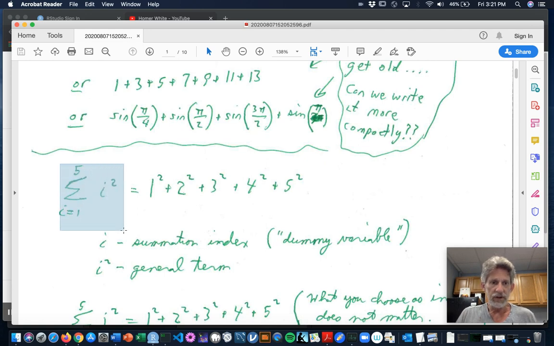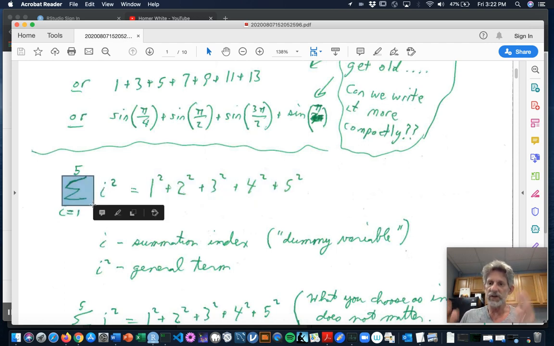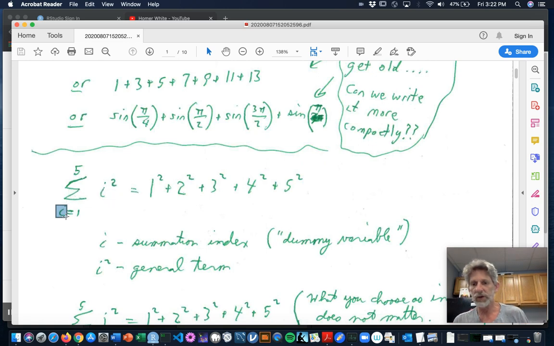So this notation here stands for that first sum. The capital sigma here, Greek letter, just stands for summing up. And what you've got on the bottom is what we call an index. A summation index is what the book calls it. Some people call it the index. Some people call it just a dummy variable for reasons that we'll see.